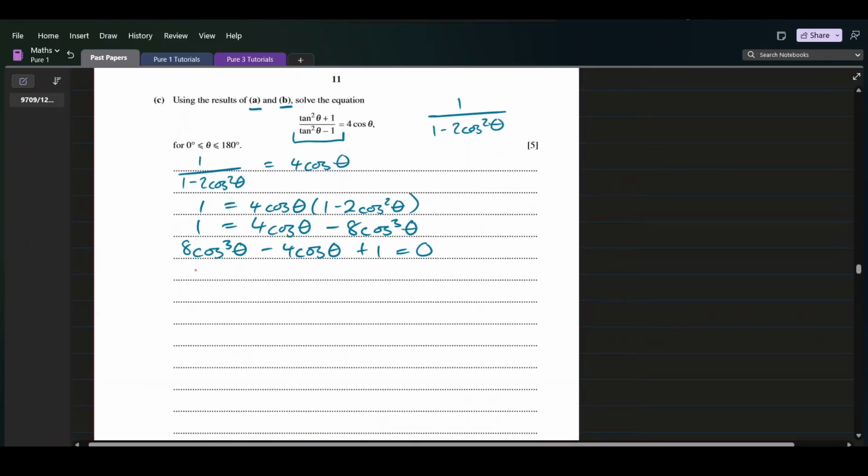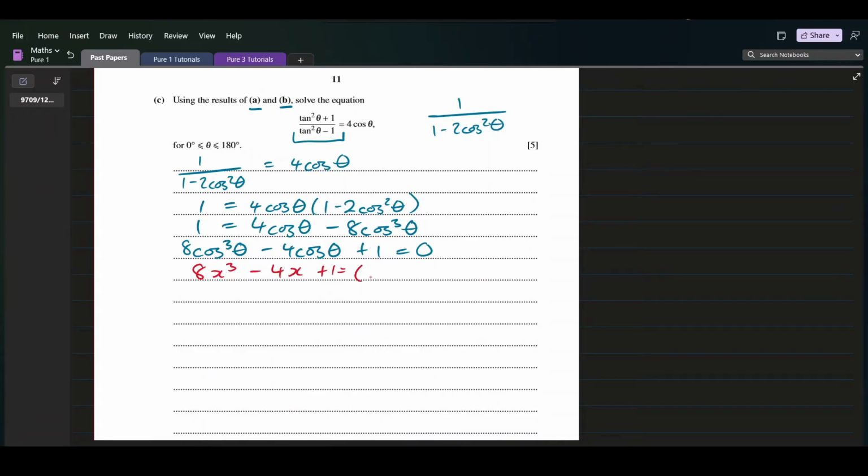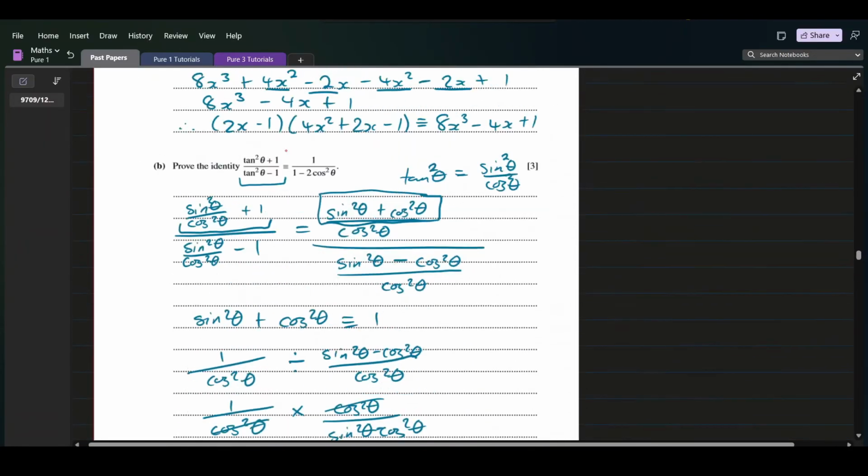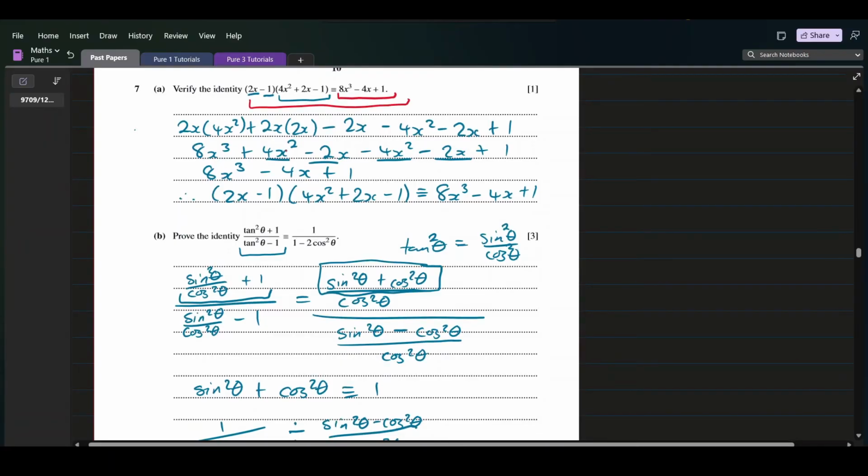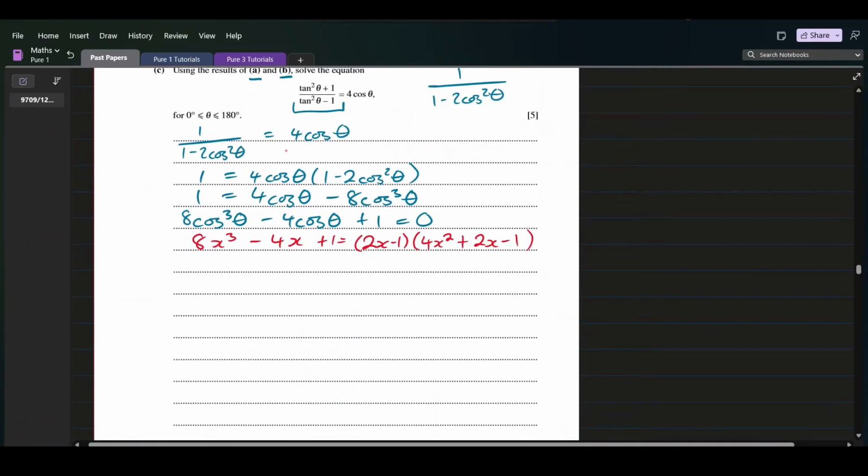So we've got 8x cubed minus 4x plus 1 is equal to 2x minus 1 times 4x squared plus 2x minus 1. Let's just check that we copied the correct thing. It looks correct. Yes. So notice how x has simply been replaced by cos theta. So x here is now cos theta, but the equation is the same.